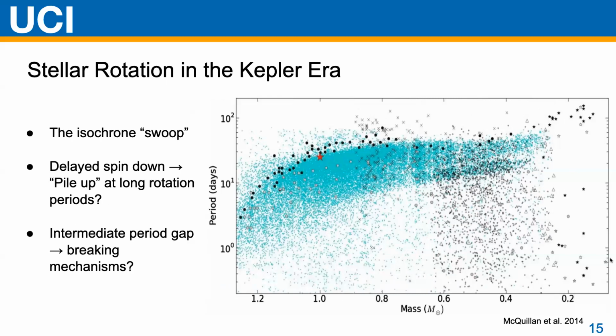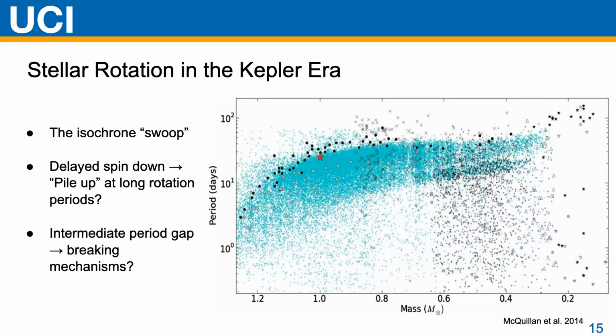And you can start to see these broad population features within the gyrochrone, within the period mass space. So I like to call this the isochrone swoop. It kind of looks like the same shape as those isochrones I showed earlier on the slide. And you can see there's kind of this upper envelope that older stars tend to pile up at. There's this intermediate period gap right here, which for a long time people were like, is that real? Is that some sort of bias in our sample?